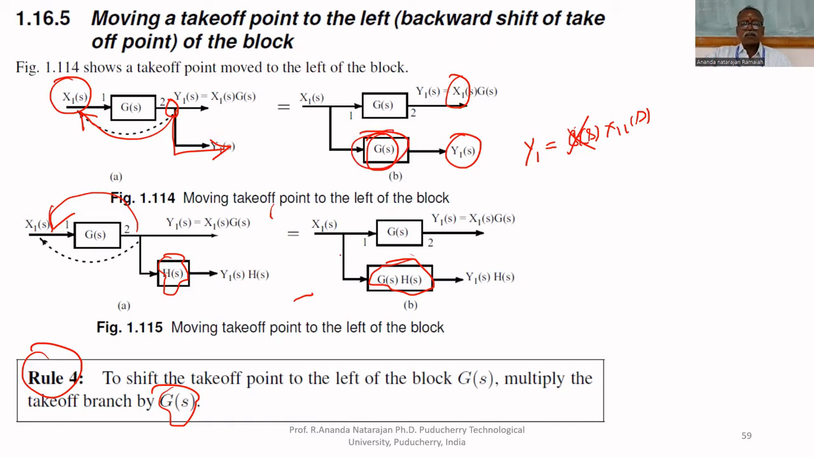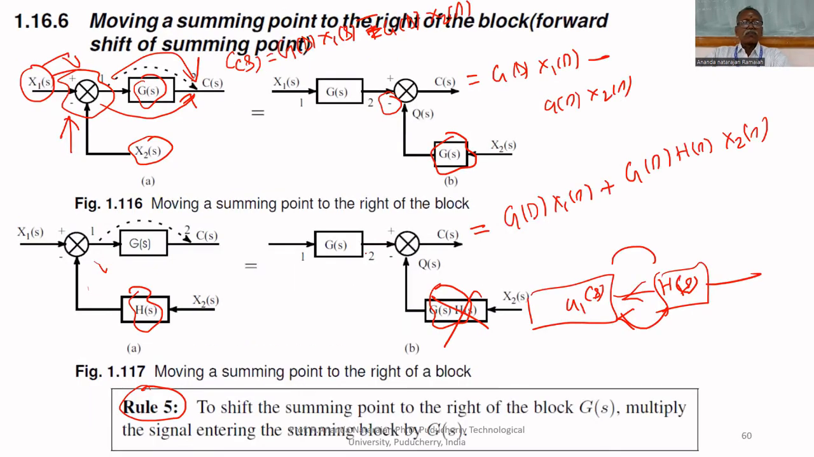If it is multiplied by h of s, multiply g of s, h of s. That is the fourth rule. Fifth rule: if you want to shift to the summing block, the signal is not amplified by g of s. That's why first amplify, then add.